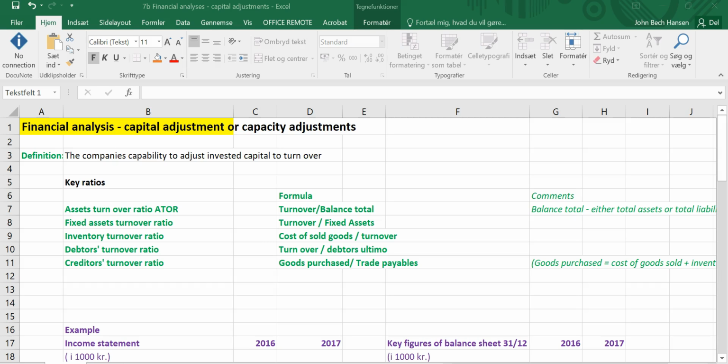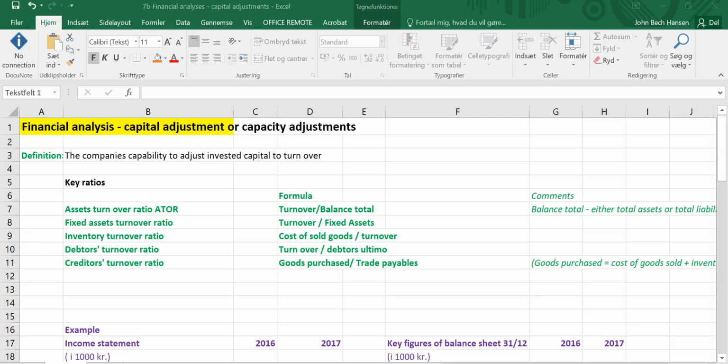We are measuring the capital, the money used in the company, and compare it to the level of the activities in the company, or measured by the turnover in the company. So the company's capability to adjust invested capital to the size of turnover. And we use different key ratios to look and to evaluate how good the company is to use the capital invested.